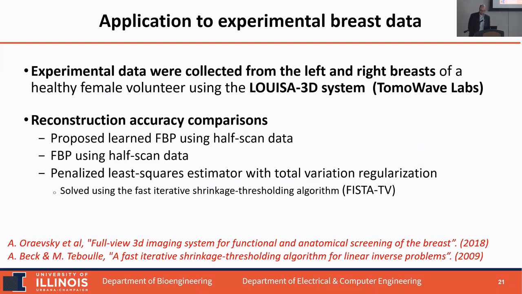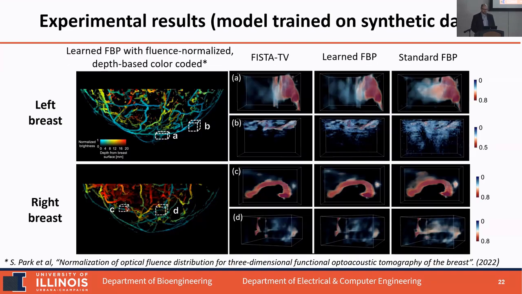Now this is probably where it's even more exciting. We apply this to experimental data. The data were provided by Alexander Orieski, our collaborator from TomoWave Labs. Again, we used our proposed learned half scan FBP method. We also applied the standard FBP method to half scan data. Our reference method was obtained using a PLS TV estimator, kind of a standard iterative method using TV regularization. It's not an ideal reference image, but that's the best reference image that we could get in this setting. And here are the results corresponding to clinical data from a female patient.